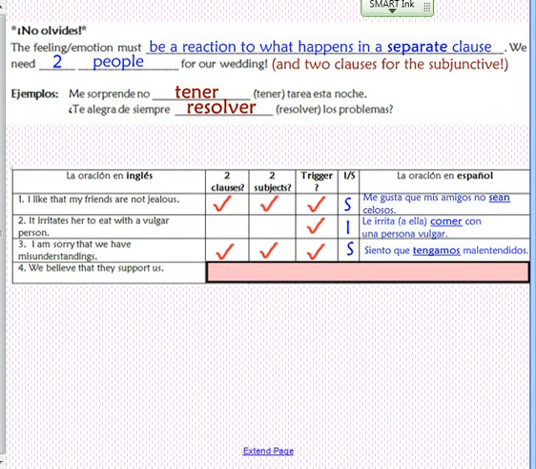3, we do have all three things that we need for the subjunctive. A new trigger, siento, two clauses, and two subjects. Siento que tengamos malentendidos. Finally, for the last one, we have two clauses and two subjects, but the verb for to believe, creer, is not a trigger phrase. So we need to use the indicative in the second clause. Creemos que nos apoyan.